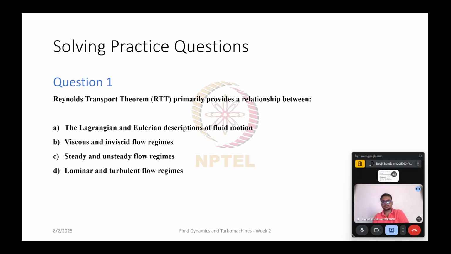It's a simple one to start with. Let's take a look at the solution. It's actually option A, the Lagrangian and Eulerian descriptions of fluid motion.